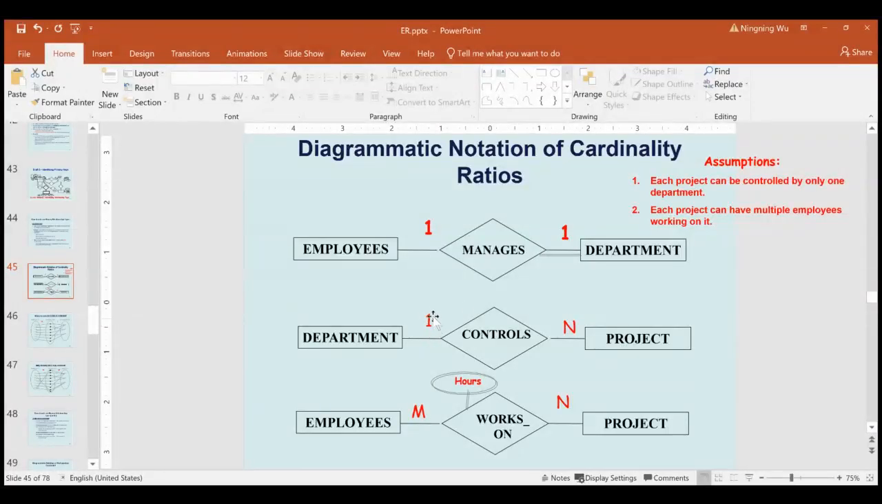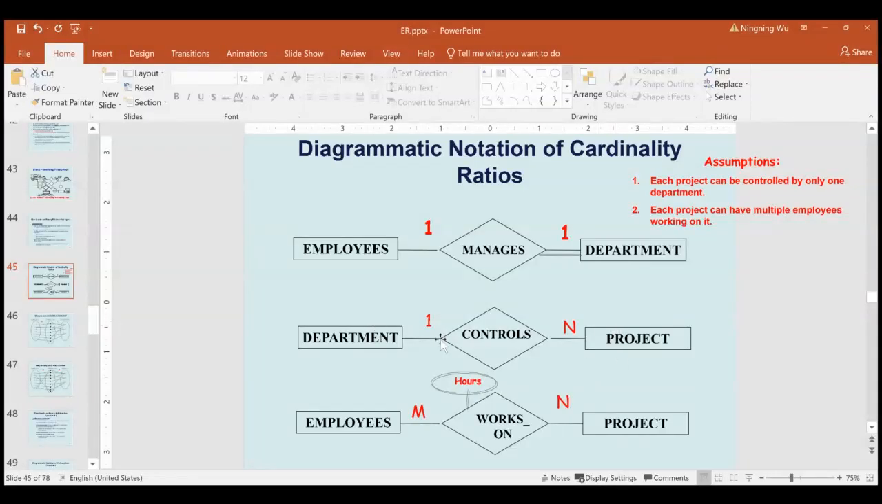Then the one on the left side describes the maximum number of controls relationship instances a project can participate in. So one means that a project can be controlled by one department, no more than one department.